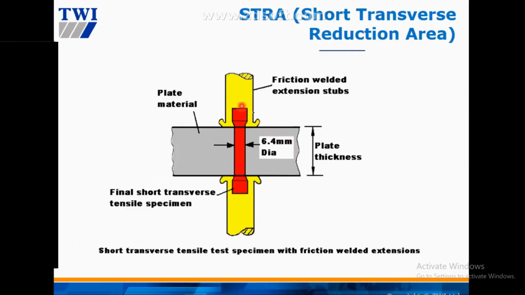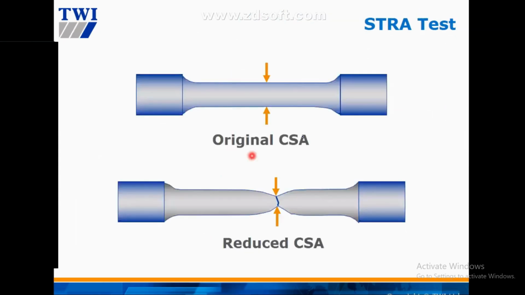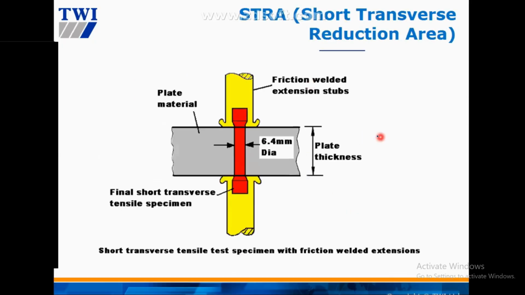All right, this one we have discussed yesterday about STRA. Remember, this one they cut the specimen from the base metal, do the tensile, then the result must be taken from the cross-section in order to get ductility. Remember, in this one also they're looking for ductility of the material.